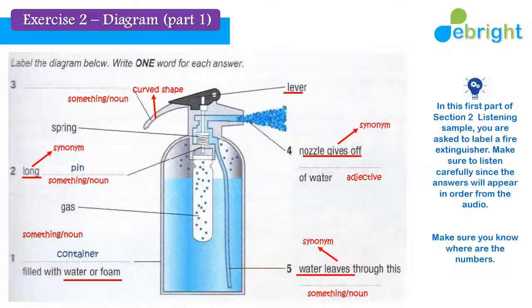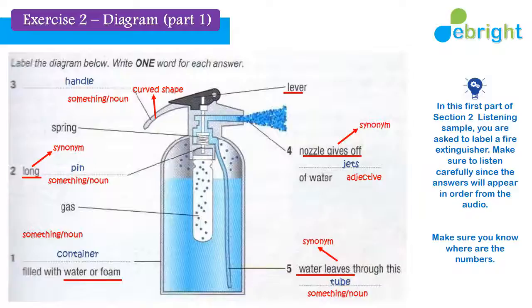And number 3, below the lever there is a curved handle. You've got the keyword curved over there, the shape, handle. And number 4, nozzle gives off jets of water. And number 5, water leaves tube. Yes. The exact words are discharge tube, but as the instruction says, it needs only a one word answer. So just write tube only.